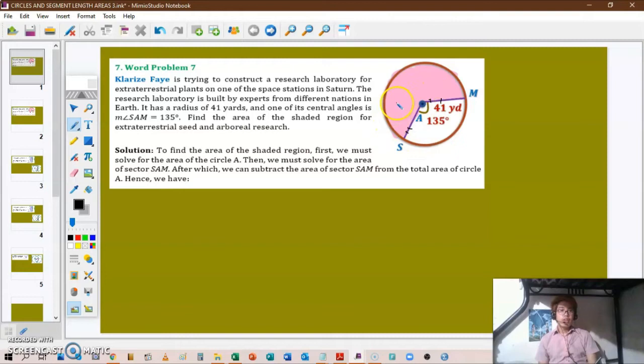So we need to find the area of this pink shaded area. How do we get that? To do that, first, we're going to do a bit of a reverse computation for the area of a sector.